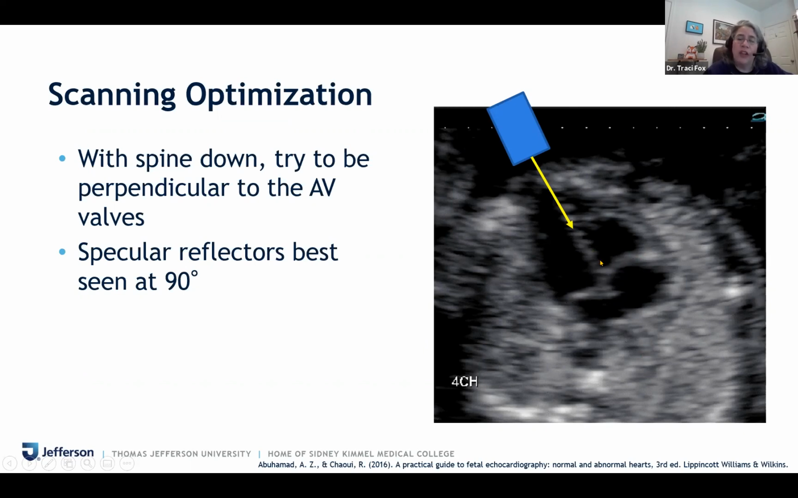So when we're trying to look at the motion of the valves and the 4 chambers as a whole for the 4-chamber view, I like to try and maneuver my transducer in order to shoot right down the interventricular septum.